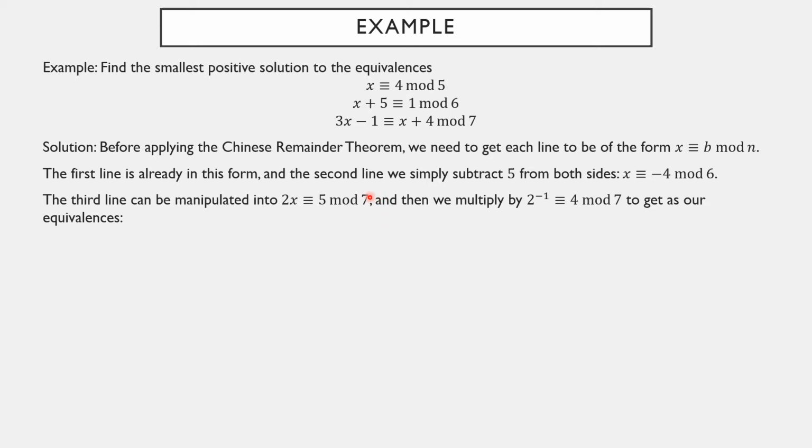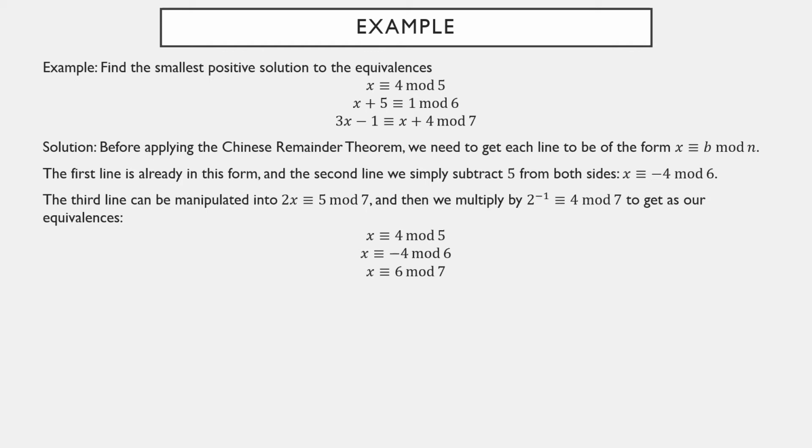Since 2 and 7 are relatively prime, 2 has an inverse, which turns out to be equivalent to 4 modulo 7. So if I multiply both sides by 4, that's the inverse of 2, it cancels this out, leaving behind just x. 4 times 5 would be 20, which modulo 7 I can reduce to 6. So I end up with the following three equivalences.